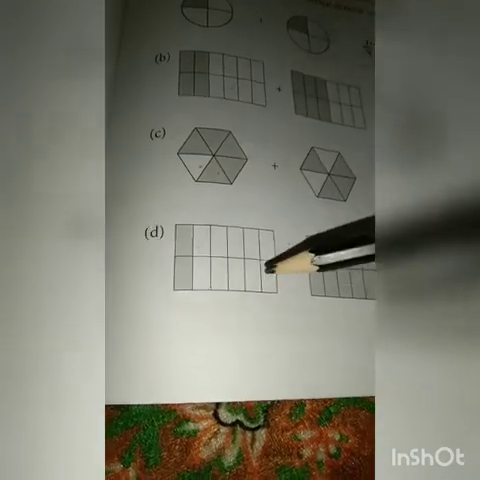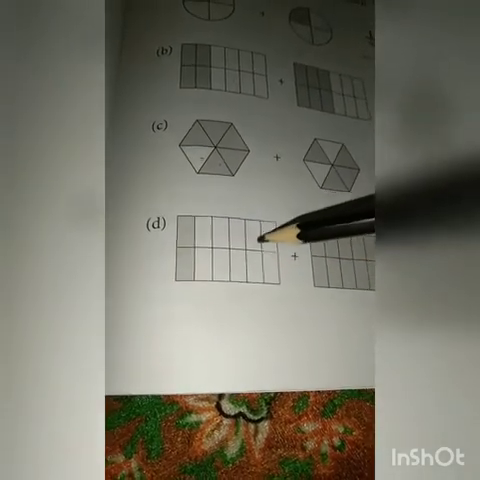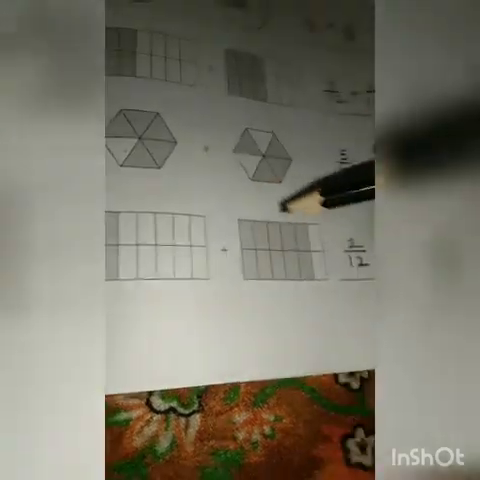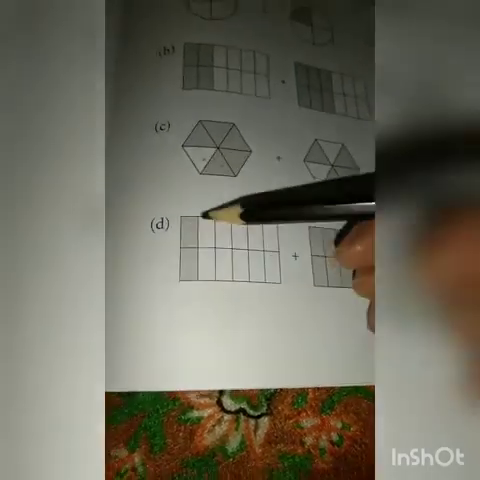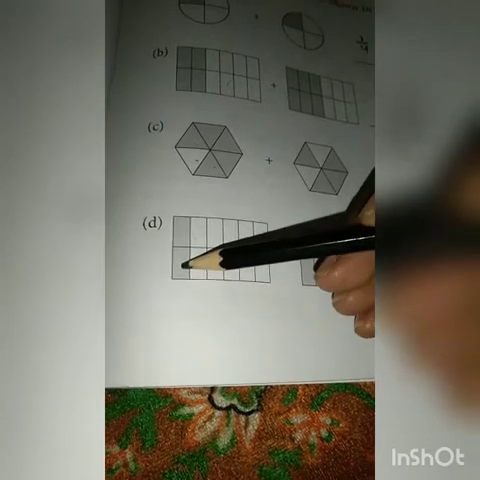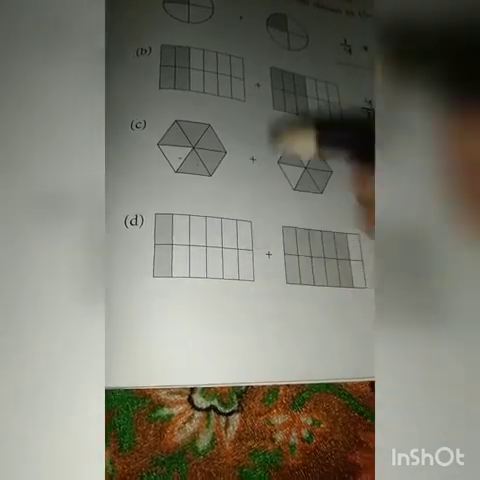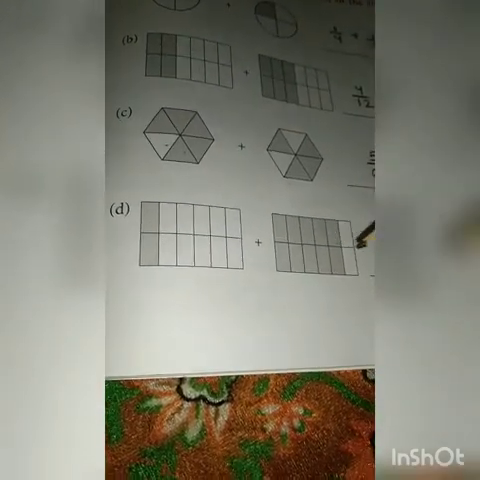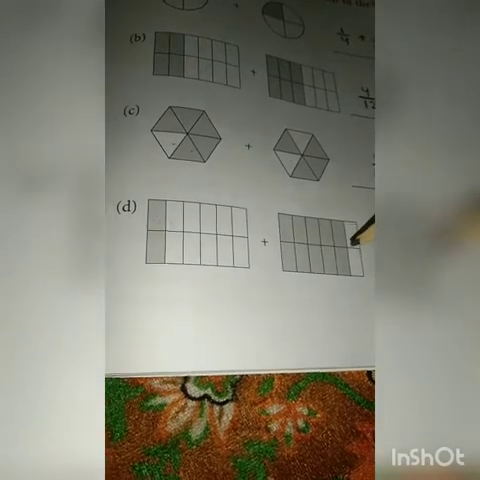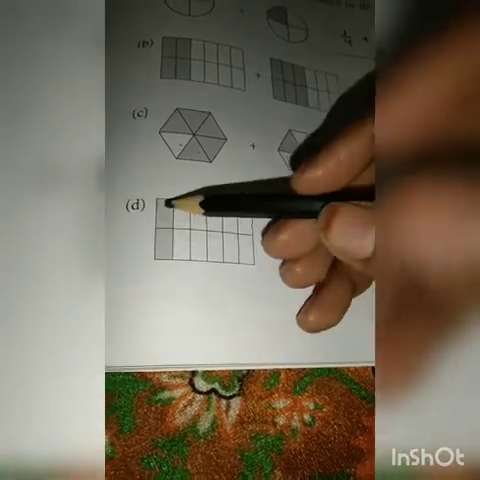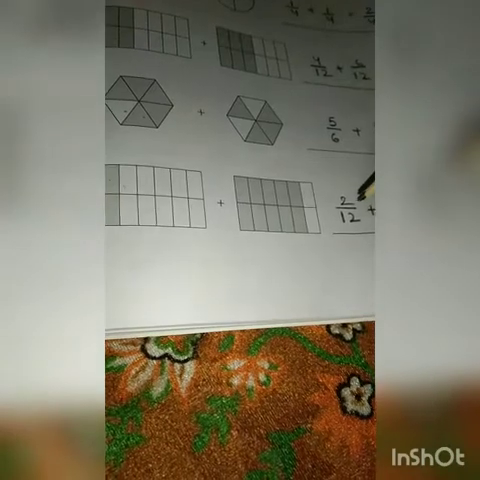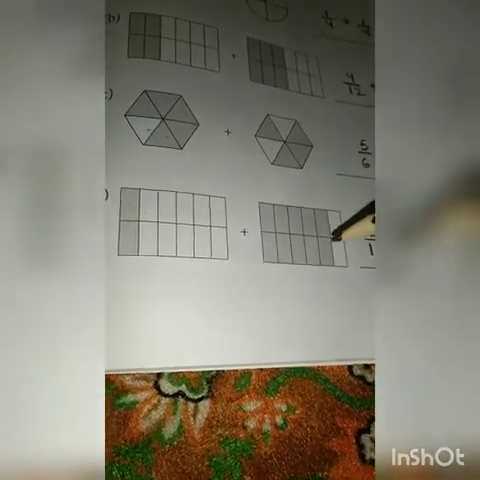Question number D now. Here also 12 parts are given, in both figures. But in the first figure 2 parts are shaded out of 12, and in the second figure 10 parts are shaded out of 12. So the first fraction is 2 upon 12 and the second fraction is 10 upon 12.